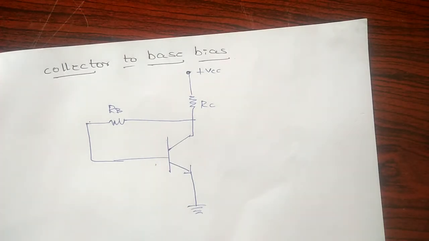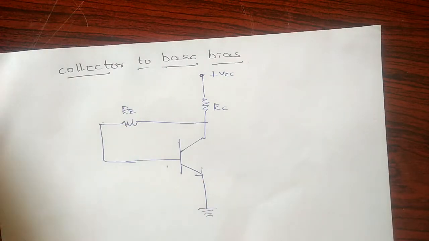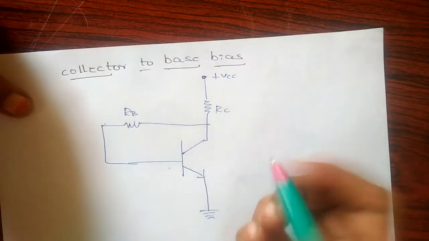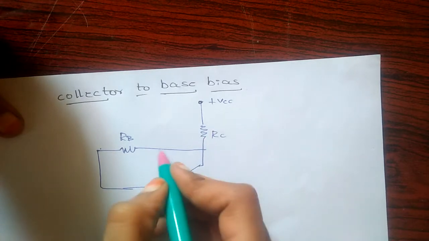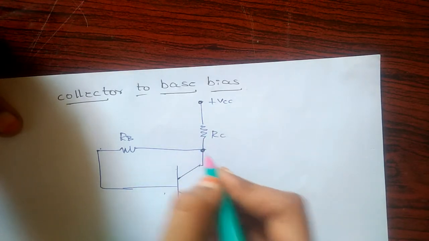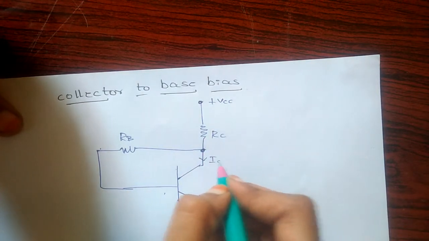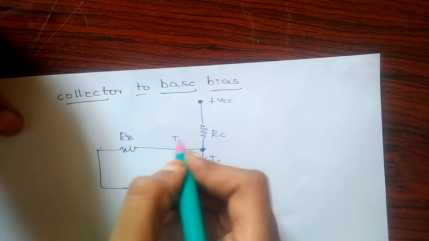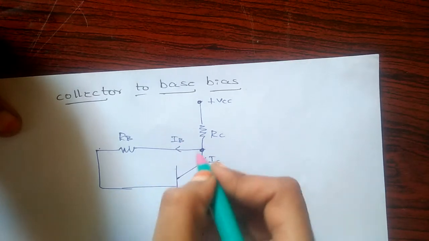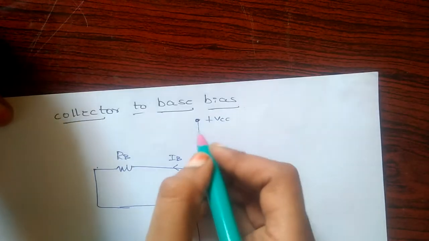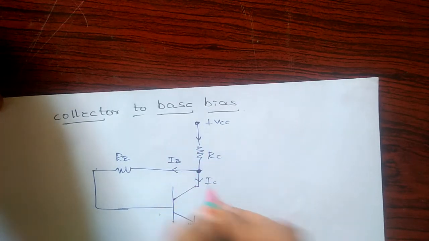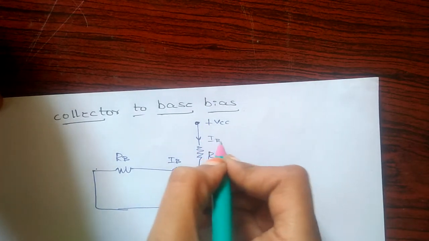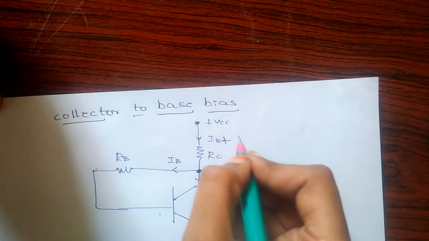Today in this video, let's learn about the collector to base bias. So here we are biasing collector to base. We know that there is an emitter, collector and base, where at this junction it is IC and IB. So it is clear that the current entering RC is IB plus IC.